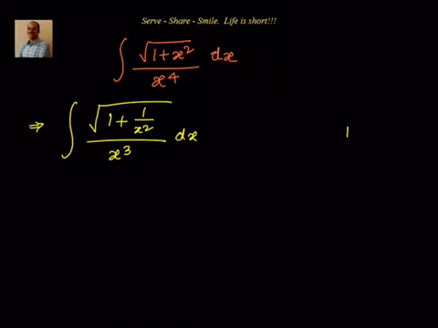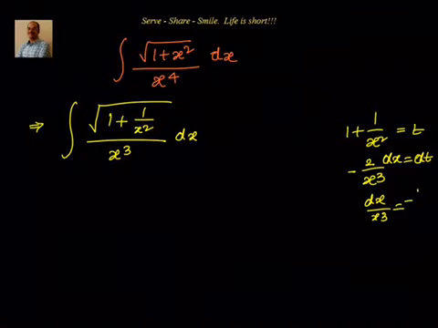Now I can write down 1 plus 1 by x square equals t. So when I differentiate, I get x power minus 2, that is minus 2 divided by x cube dx equals dt. Or can I say that dx by x cube, which I already have with me, equals minus 1 by 2 into dt. Let's convert this into t now. I have root of 1 plus 1 by x square, that is square root of t, and I know dx by x cube equals minus 1 by 2 dt.